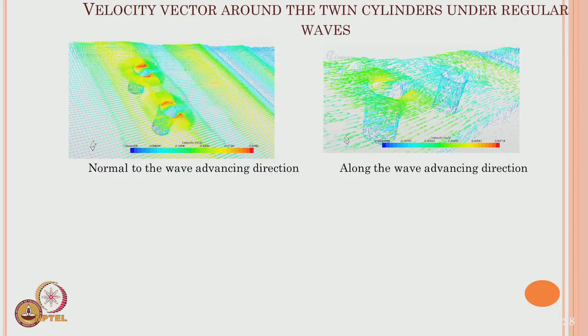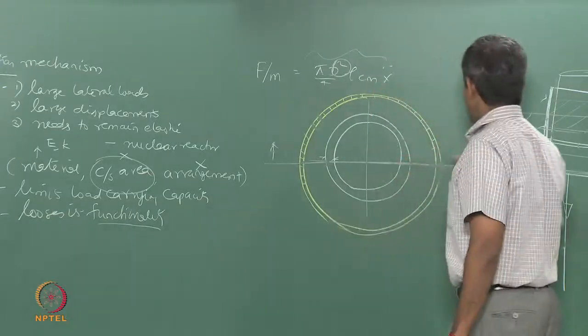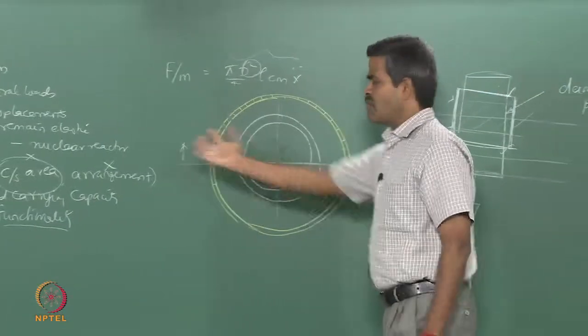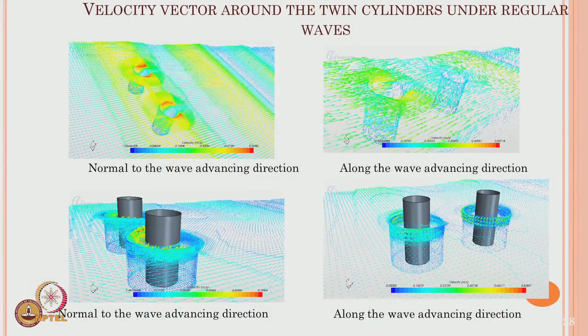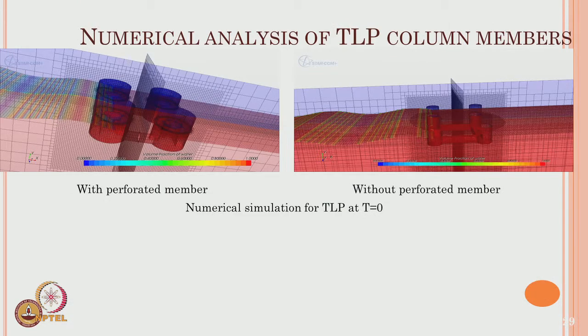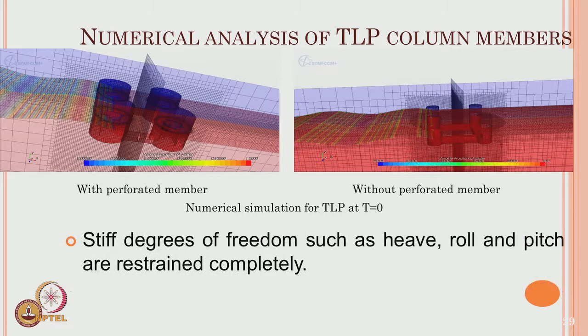Subsequently, for the wave advancing direction, twin cylinders were also used, because we want to know the effect of the spacing between the members in the wave advancing direction. So, twin cylinders have been used and simulated, and studies have been done with waves along and normal to the direction. Then they have been done on TLP column members with and without perforation at instantaneous time t equal to 0, simulations have been done and results obtained.